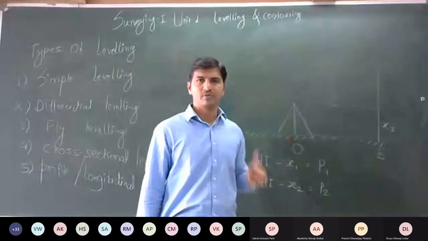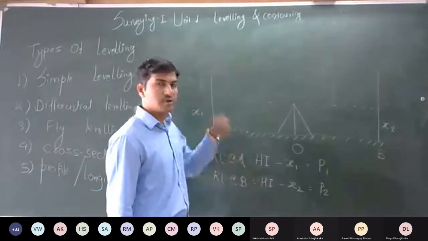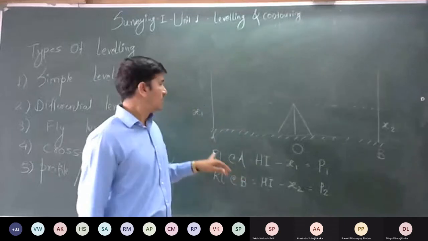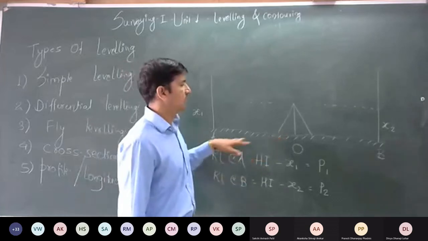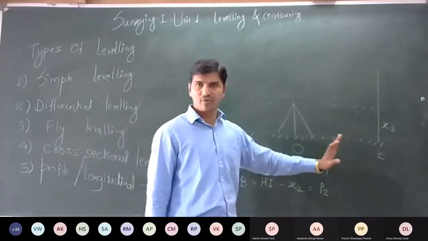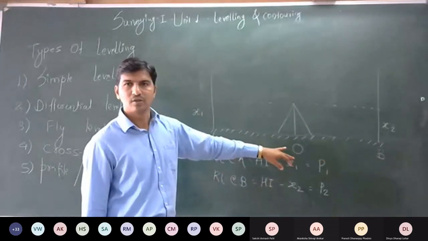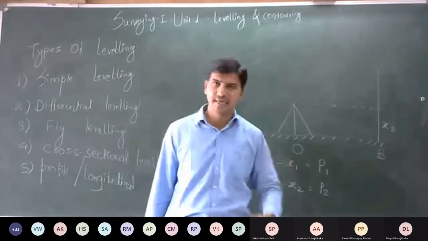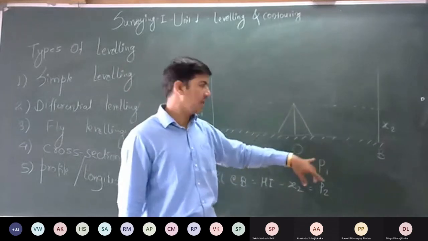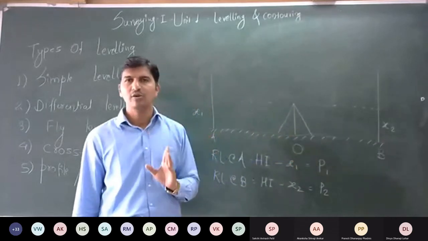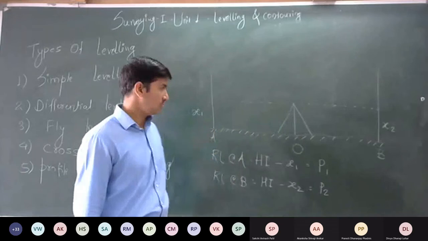Very simple to understand. First is simple leveling. Did you understand, students, what simple leveling is? In simple leveling, we have 2, 3 or a few points and a gentle slope for the ground. First consider a point O, not necessarily exactly at the center, but in between the 2 points, suppose point A and point B, and point O is the point on which I have kept the instrument.